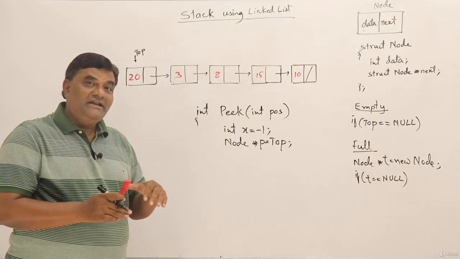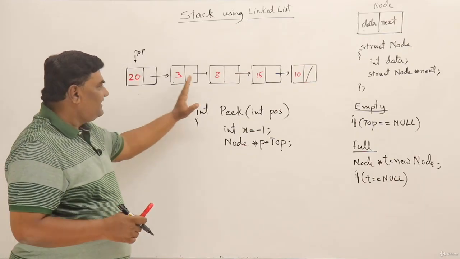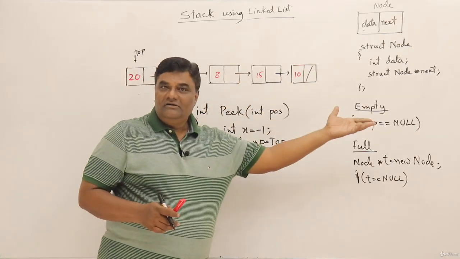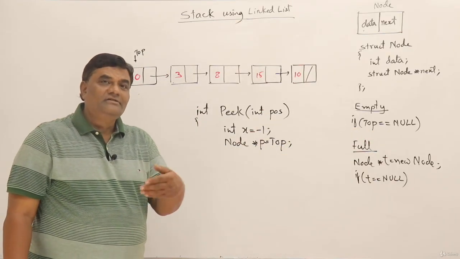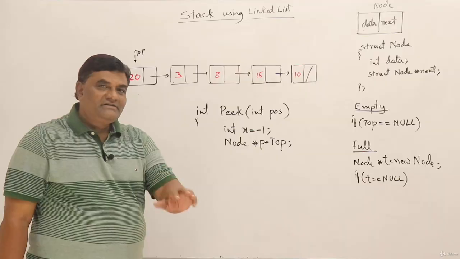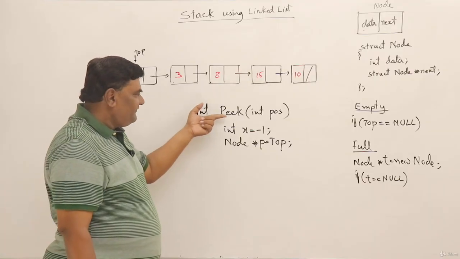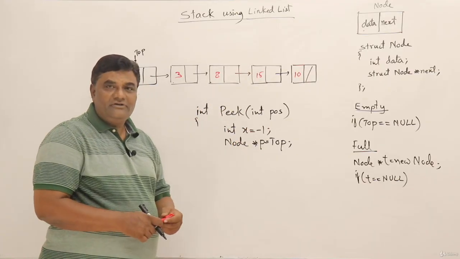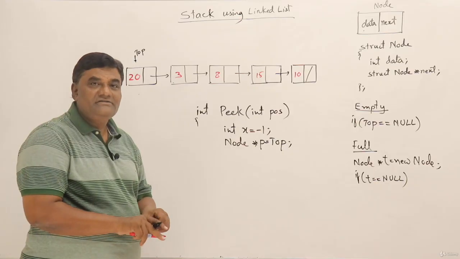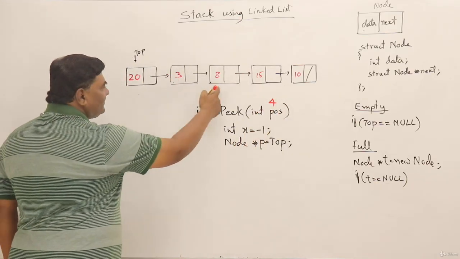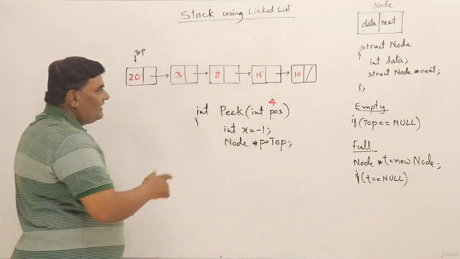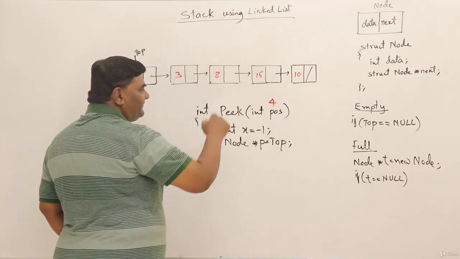Suppose I want 10th position value. So first, second, third, fourth, fifth. Beyond that there is nothing. So invalid position. We cannot give a value. So we return -1. So let us see how this should work. Peek function takes a position. Suppose, for example, I have given position as 4. That is fourth position. Fourth position means 1, 2, 3, 4. This is the fourth node. I want to know the element present here, that is 15.